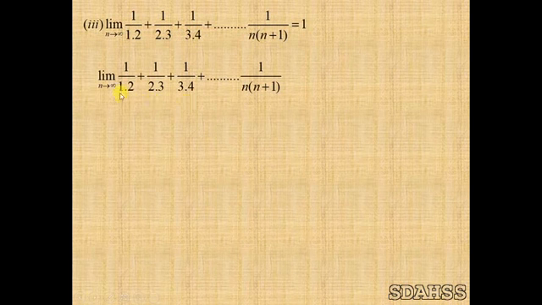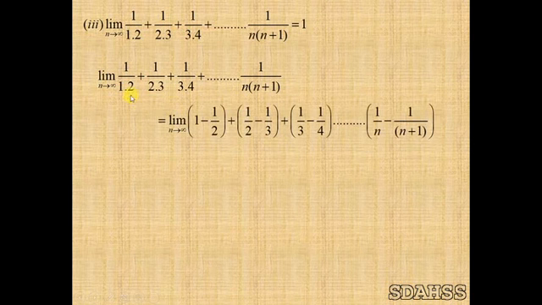Limit n tends to infinity 1 by 1 into 2 plus 1 by 2 into 3 plus 1 by 3 into 4 plus etc. up to 1 by n into n plus 1, which is equal to limit n tends to infinity. 1 into 1 by 2 can be written as 1 minus 1 by 2. If you take the LCM, you will get 2 in the numerator, 2 minus 1, which is 1 by 2. So 1 by 1 into 2 plus 1 by 2 into 3 can be written as 1 by 2 minus 1 by 3. Similarly, 1 by 3 into 4 can be written as 1 by 3 minus 1 by 4 plus etc. 1 by n into n plus 1 can be written as 1 by n minus 1 by n plus 1.